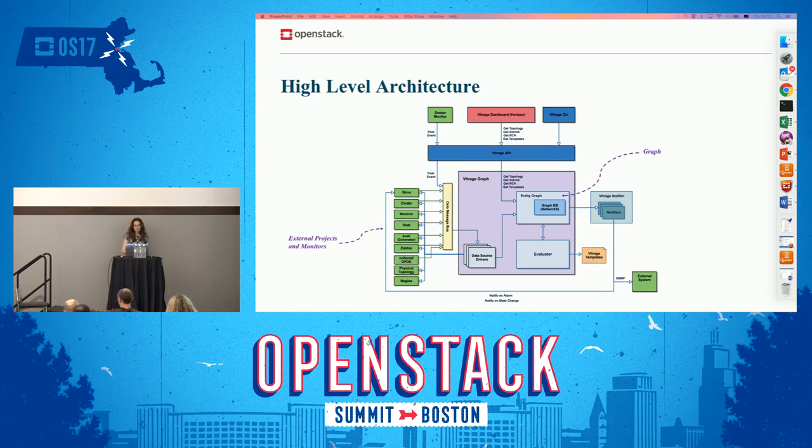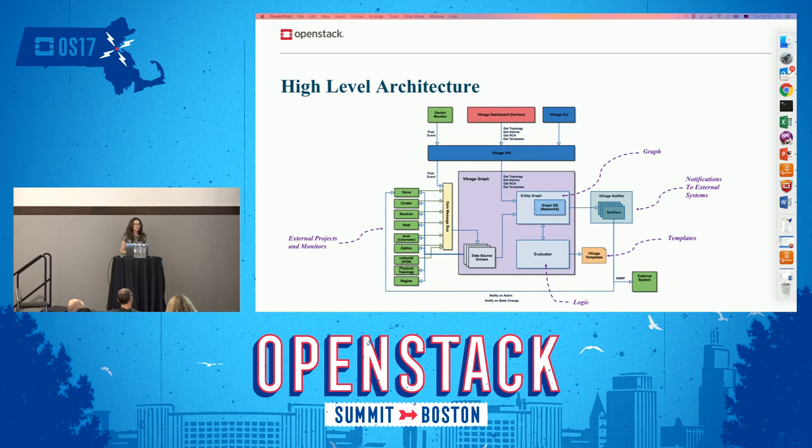Whenever the graph is changed, the Vitrage Evaluator checks if there are actions that should be taken. By actions, I mean either raise another alarm on another problem in the system, maybe modify the state of a resource in case Vitrage identifies an error, or mark a causal relationship between two alarms. The rules for when to make these actions are defined in templates. These are YAML files that the user can define and edit. I'll talk about it later.